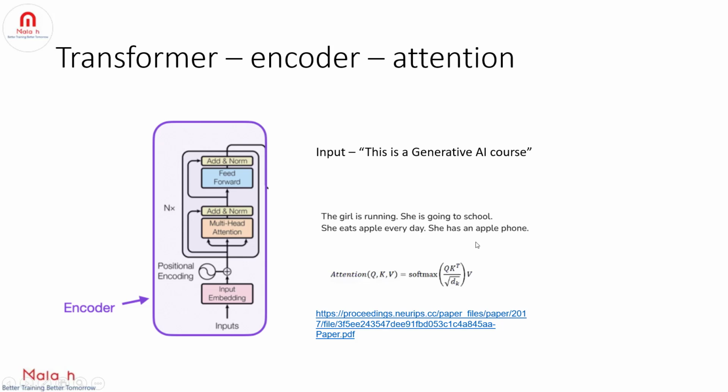So even after using positional encoding, the model still doesn't know the context of a word in a sentence, right? If you see here, how does the model know that she refers to girl? As a human, we know the girl is running, she is going to school. So we know she refers to girl, but how will the model know?